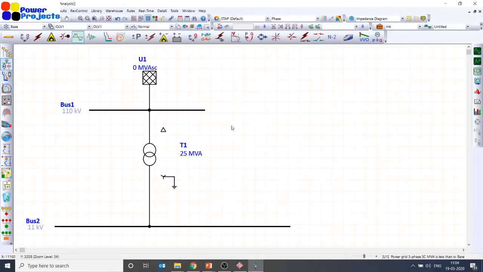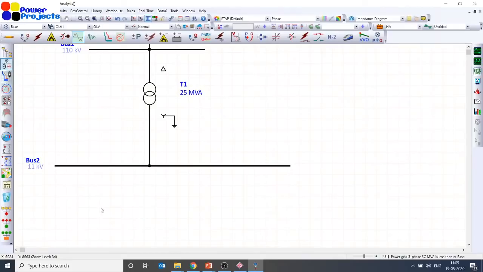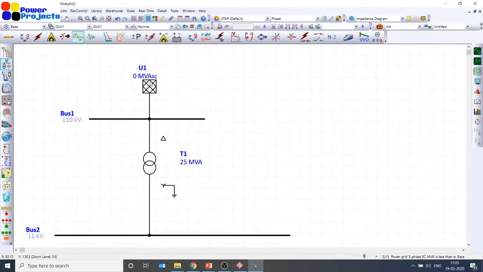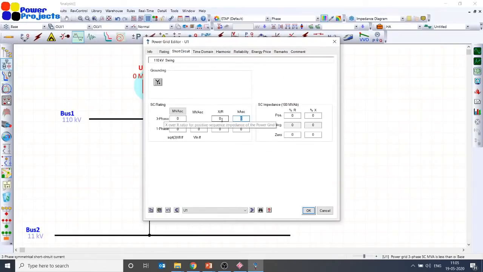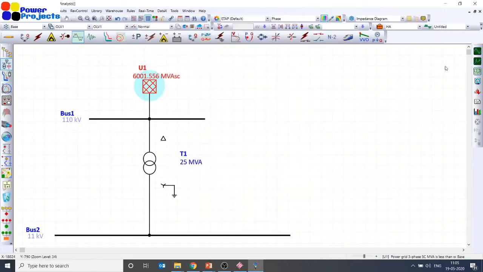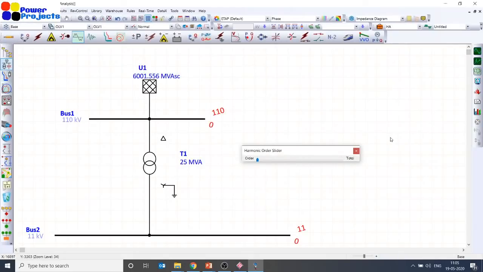And that's not true for a harmonic analysis, because when a harmonic current is injected by your loads, it has to flow through the sources, and that source impedance has a direct impact on your source short circuit level. So let me quickly take some short circuit level at the grid. Let me take 31.5 kiloamps as a short circuit current at 110 kV with an X by R ratio of 40. Let me run the harmonic analysis now.